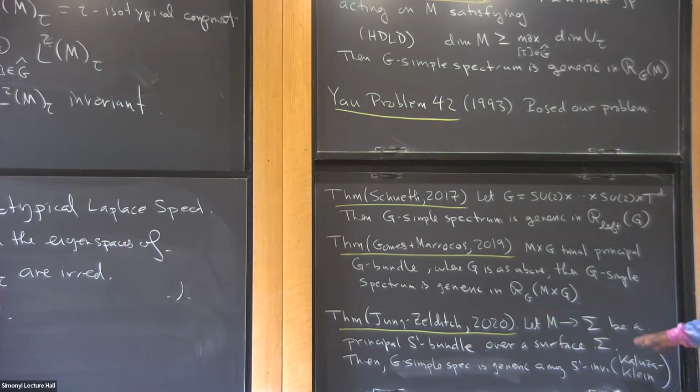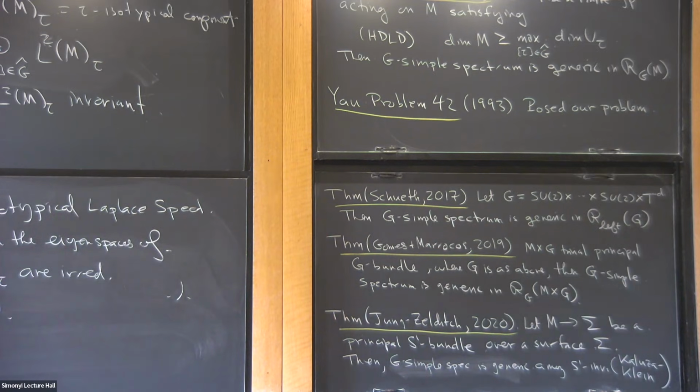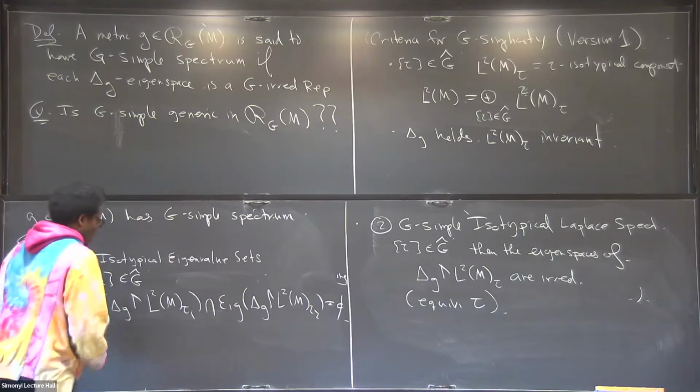And actually, it's a stronger statement because I can look at the Kaluza-Klein metrics. If I have this S1 bundle, those are metrics where the S1 orbits are geodesics. So that's a smaller subset in the space of all S1 invariant metrics. But once you know it's true within the space of Kaluza-Klein metrics, you can get that it's true in the space of all S1 invariant metrics just by perturbation. Okay, so that's what's known, and I want to now state our result on this.